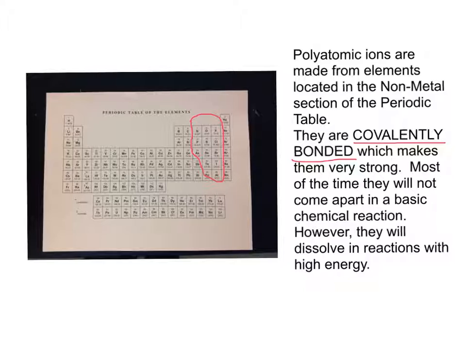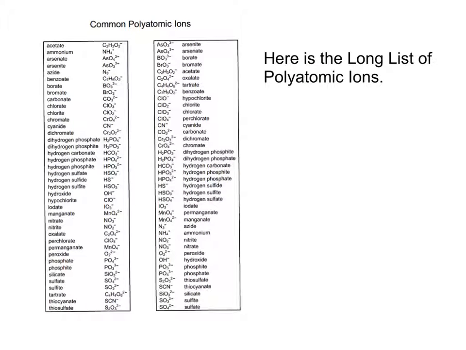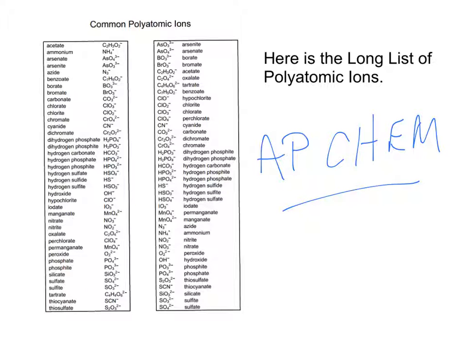Let's take a look here. Now here is a list of the polyatomic ions that you normally would use in chemistry, but most of these here are going to be used only in AP Chem, okay? In General Chem, you have a very short list that we will be dealing with. Let's take a look at that list.